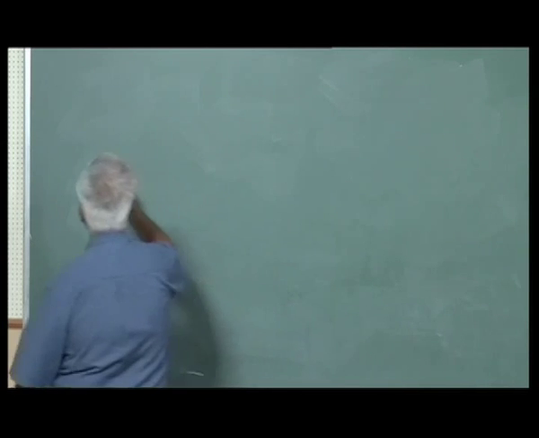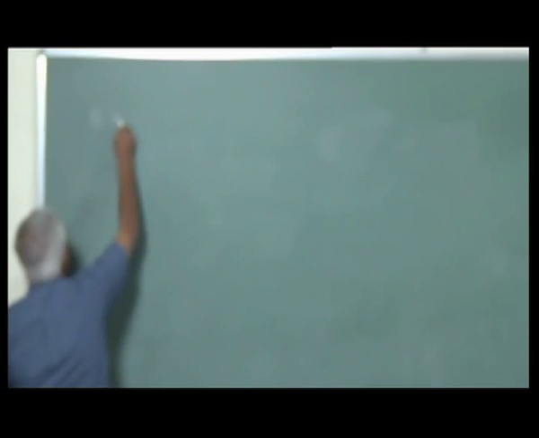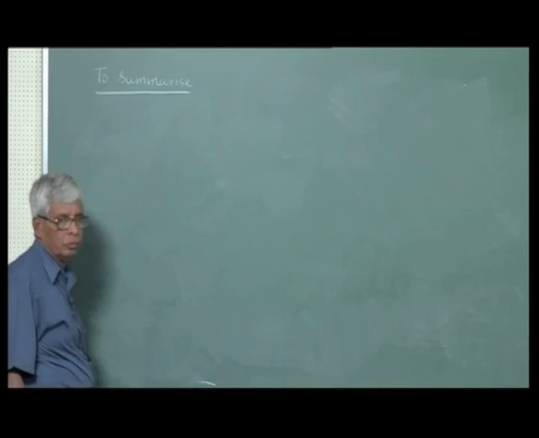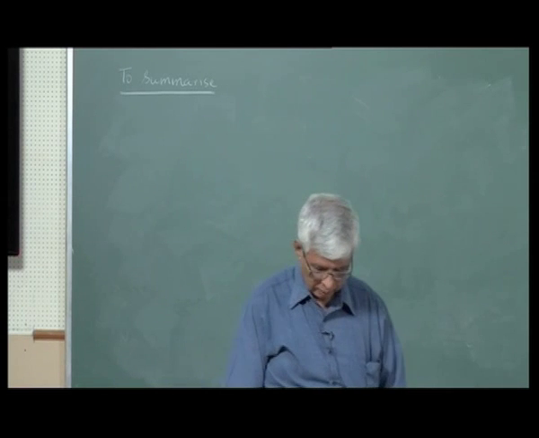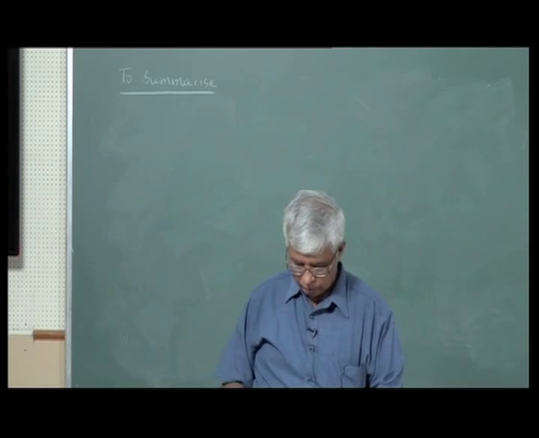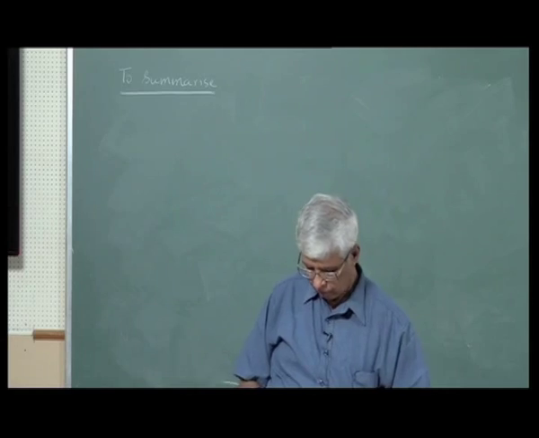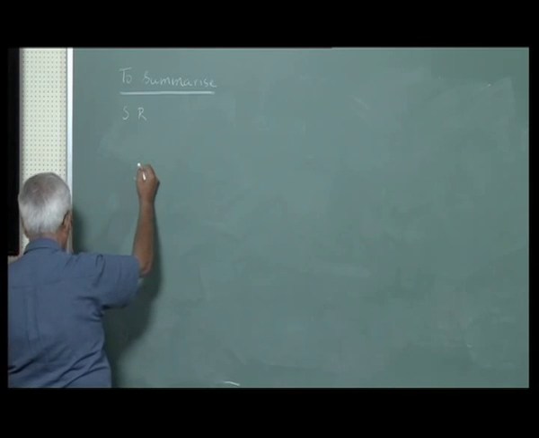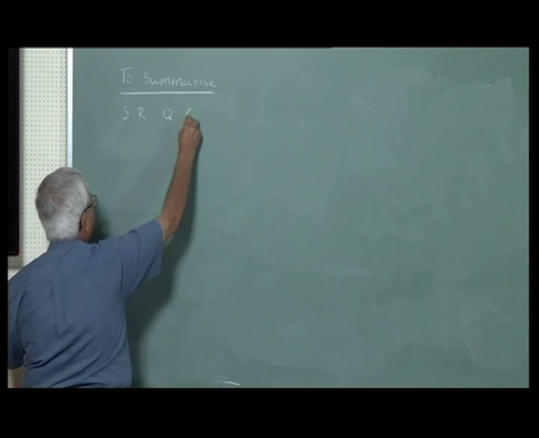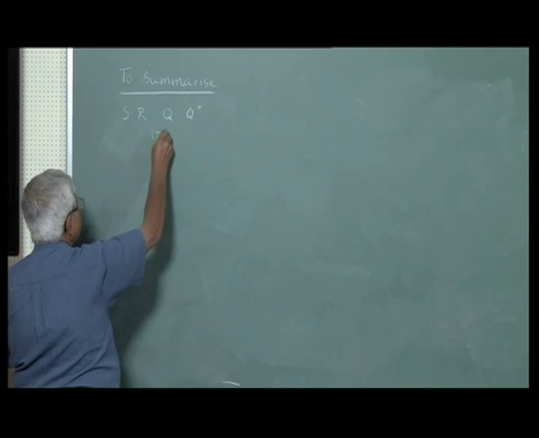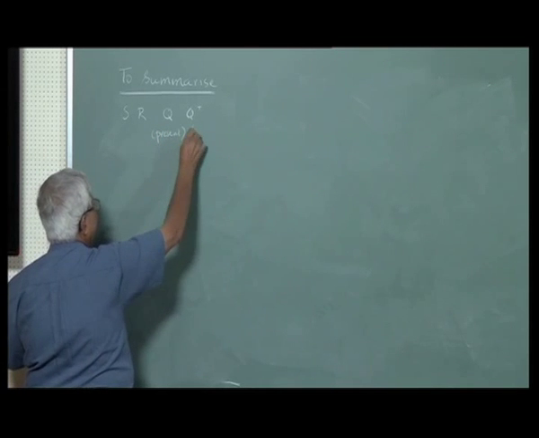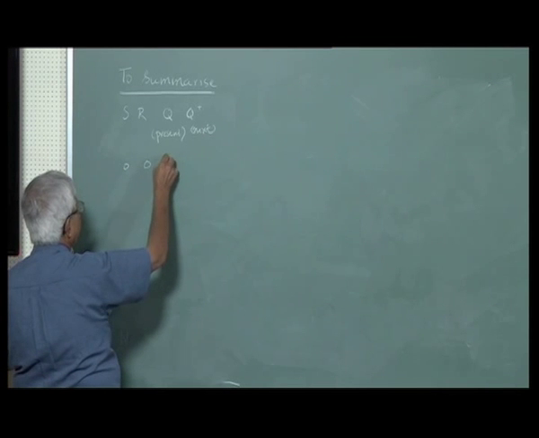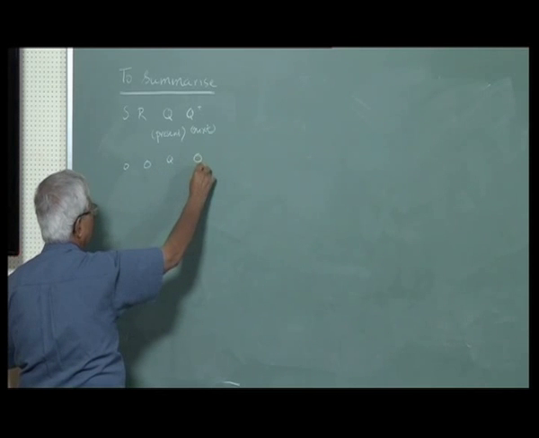To summarize, you have an SR flip-flop with Q and Q plus. What is this? Q is the present state, and Q plus is the next state. If Q is now and SR is 0, 0, it is the same as Q, no change.